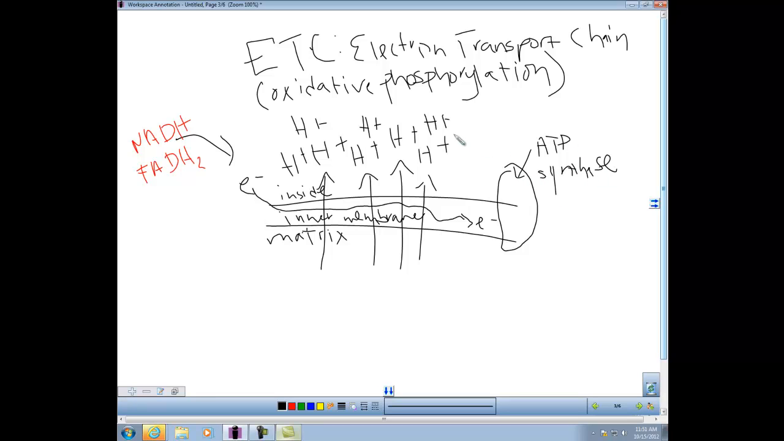Okay, and these protons, because they don't like to be up here, are going to naturally find their way down here. And once again, this flow gives the ability of ADP and phosphate group to find each other. And we're synthesizing a ton of ATP.